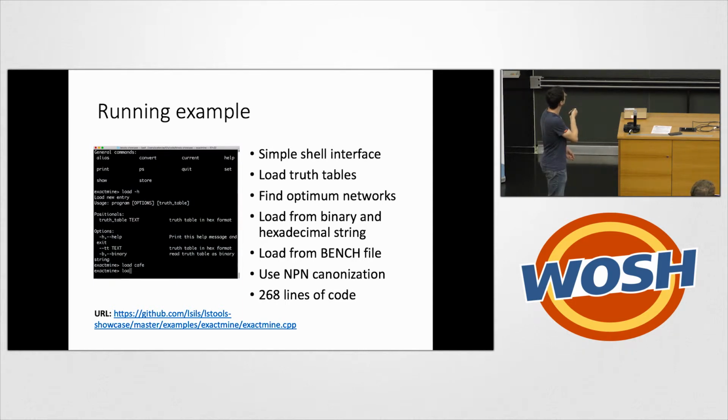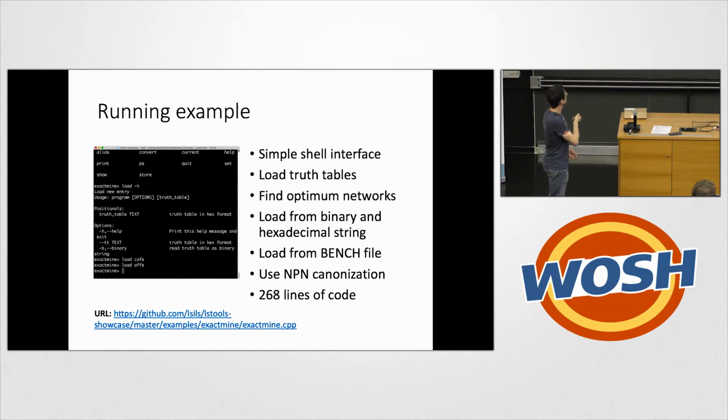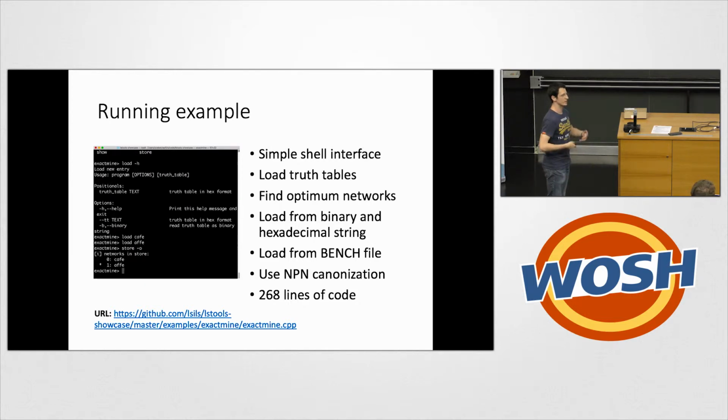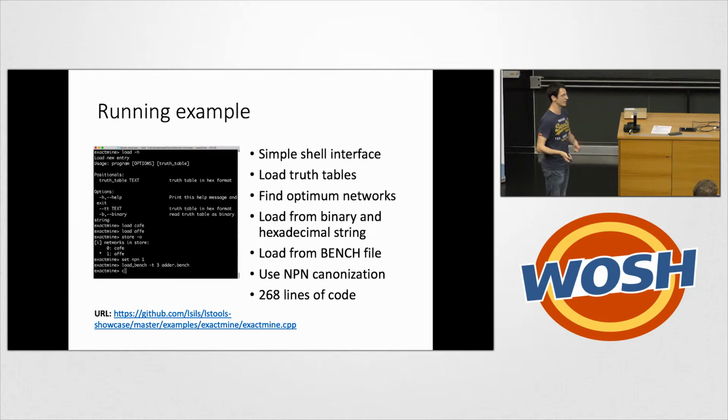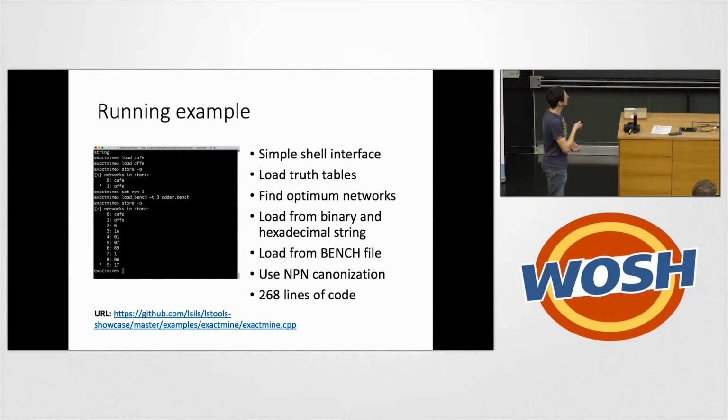So the idea is, you can see here a simple program which has a command line shell interface. It can load truth tables, actually from a bench file. This is some format which is standard. So we have some benchmarks which are standardly available in this format, and then you can compute optimum networks for these truth tables. So given a function, we want to have the optimal network, so something with a minimal number of nodes.